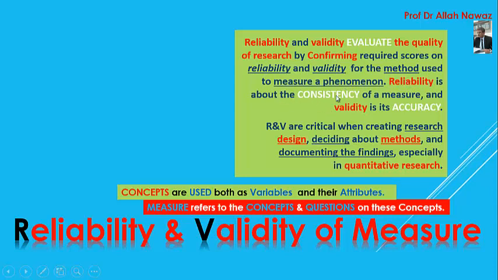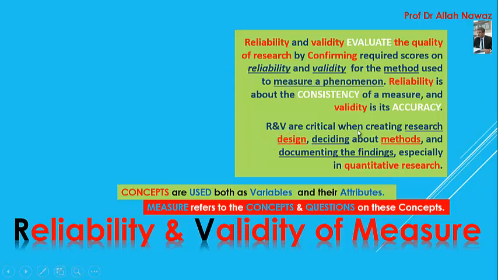Reliability is about the consistency of a measure, and validity is its accuracy. So for the time being, we should keep these two words in our mind: reliability refers to the consistency of the measure, consistently giving similar results, and validity refers to the accuracy of the measure or accuracy of the results computed through a test or computed by a particular concept.